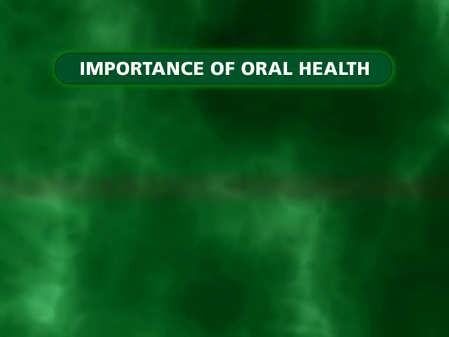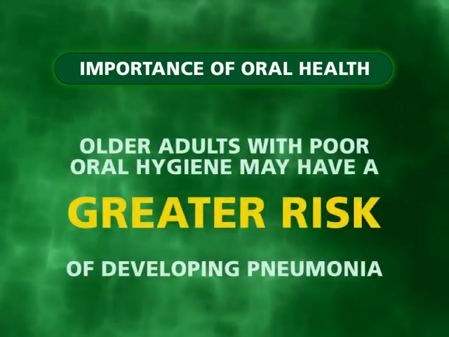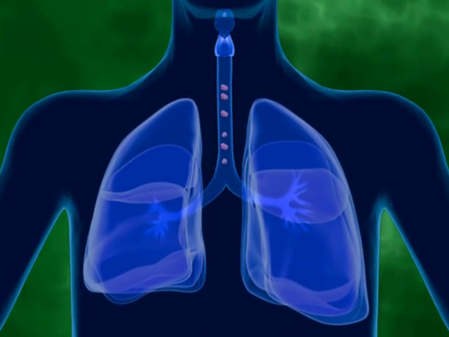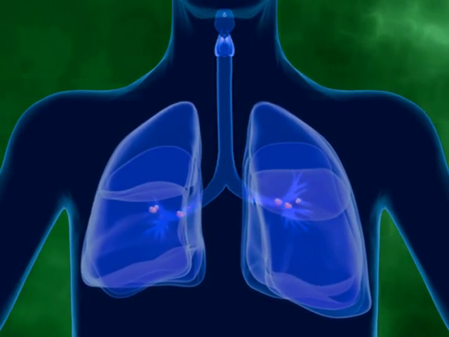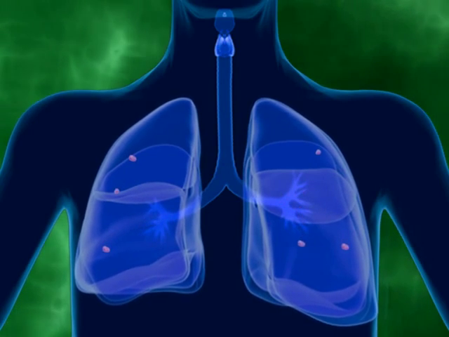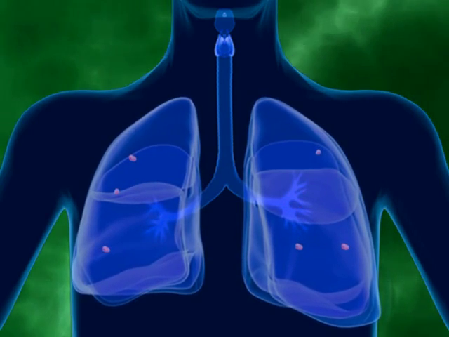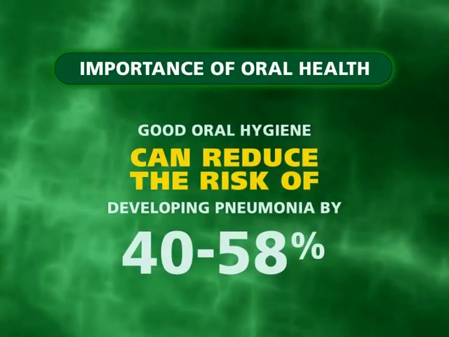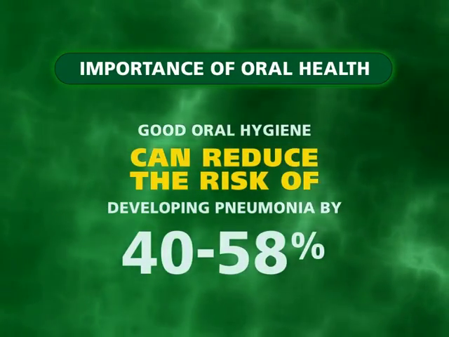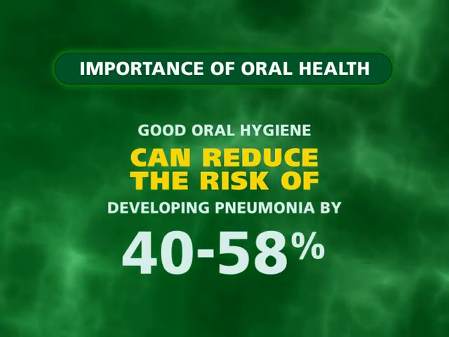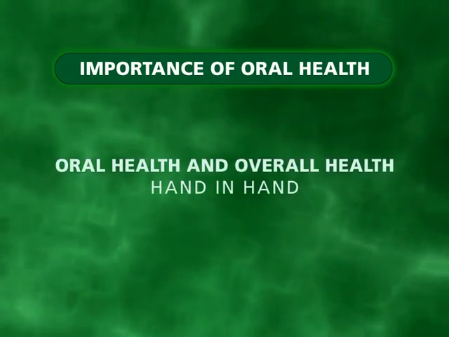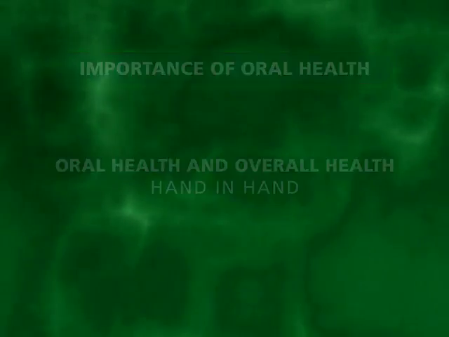Older adults with poor oral hygiene may have a greater risk of developing pneumonia because the plaque and bacteria in the mouth can be inhaled into the lungs. The presence of bacteria in the lungs is what can lead to pneumonia. By brushing the resident's mouth once a day, you can reduce this risk by 40 to 58%. Oral health and overall health, hand in hand.